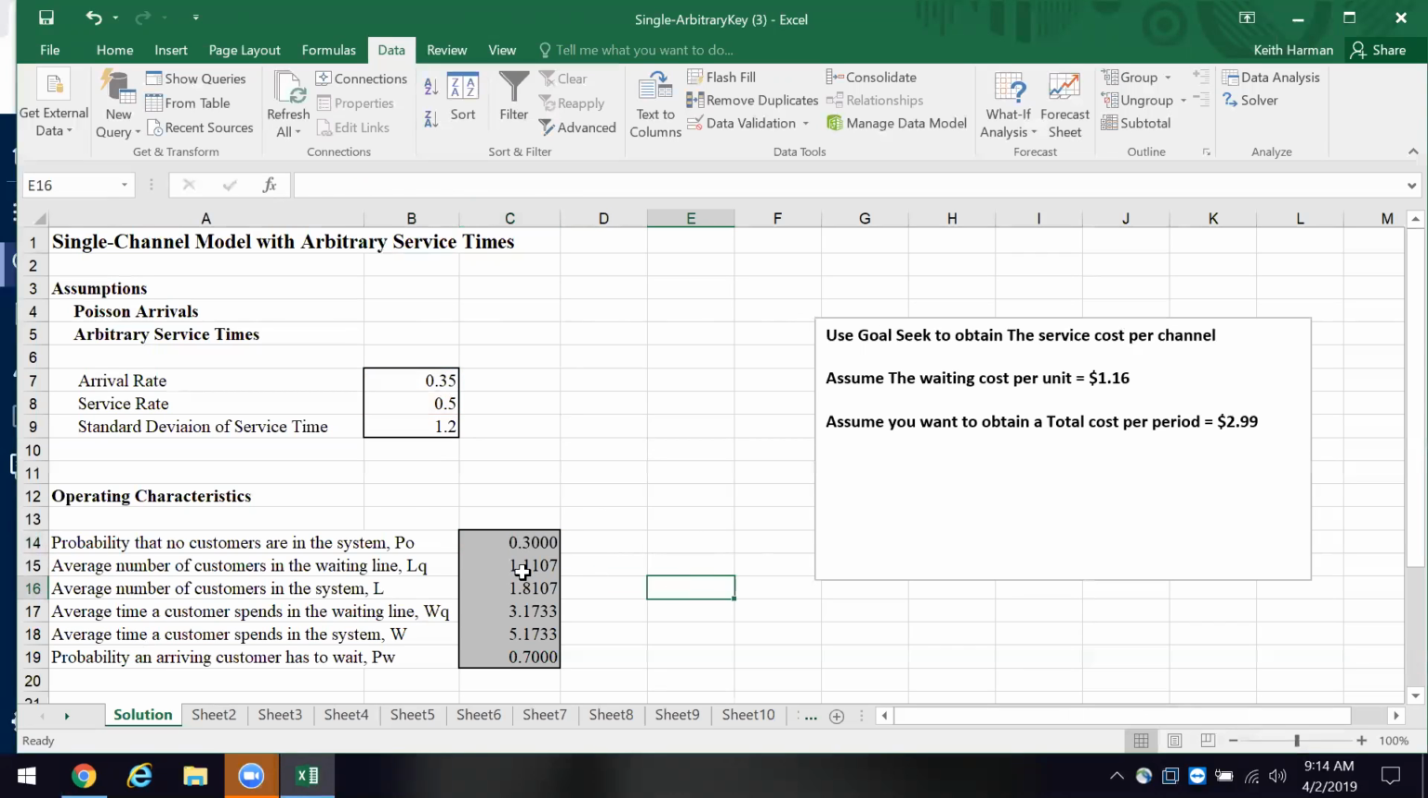Now notice we get the average number of customers in the waiting line. And let's look at this for just a moment. We're working with B7, the arrival rate, squared, times 2, and that's going to be times B9, which is the standard deviation. The standard deviation, of course, is going to be squared, so that's actually the variance. And then we're going to take B7 divided by B8. We're going to take the arrival rate divided by the service rate.